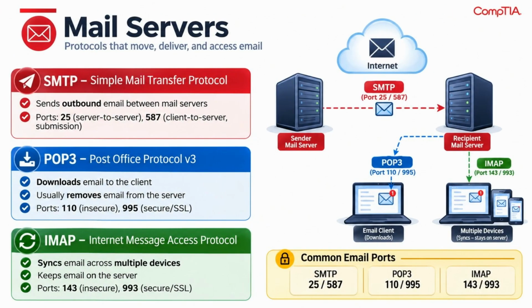SMTP, Simple Mail Transfer Protocol, sends outbound email between mail servers. It uses two ports for different purposes: port 25 for server-to-server delivery, and port 587 for client-to-server submission. Separating the two improves security and helps manage email traffic.